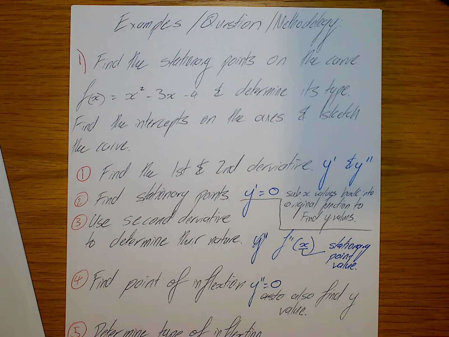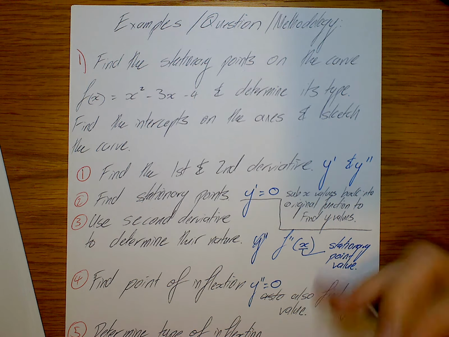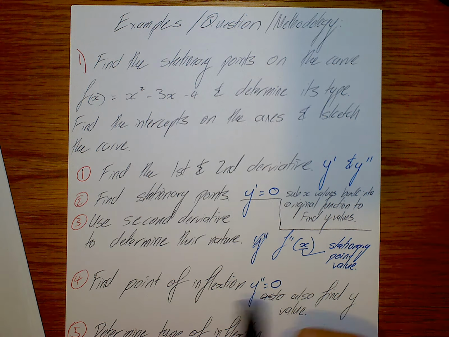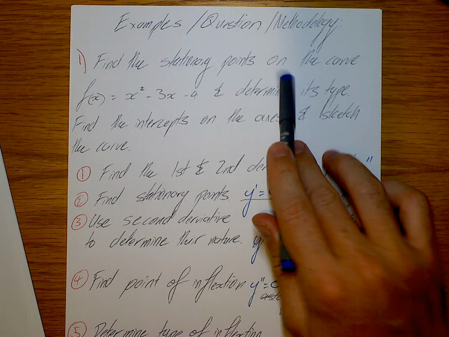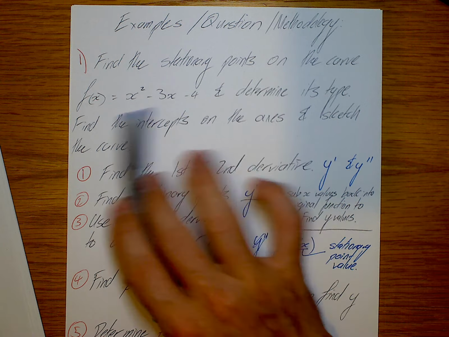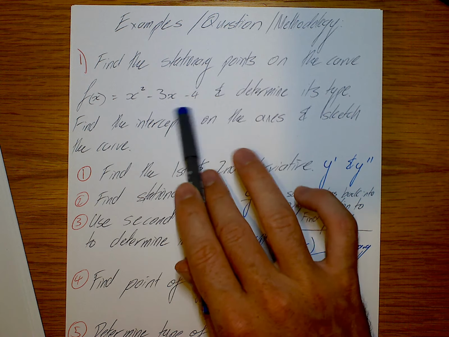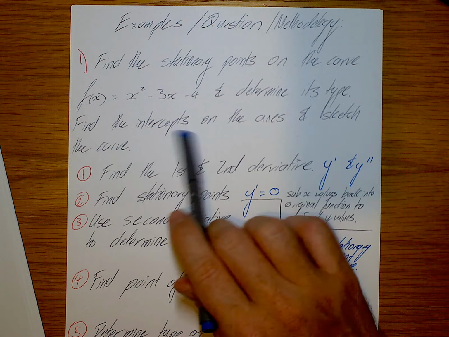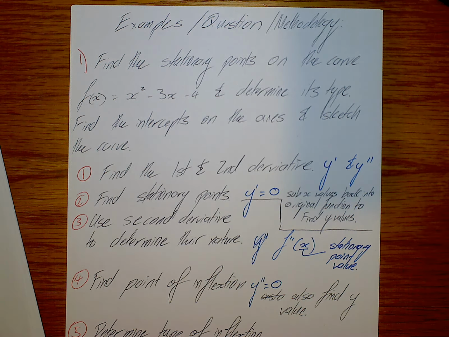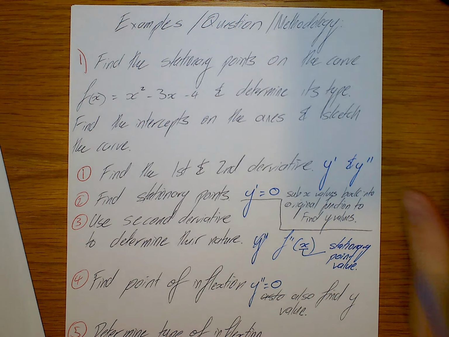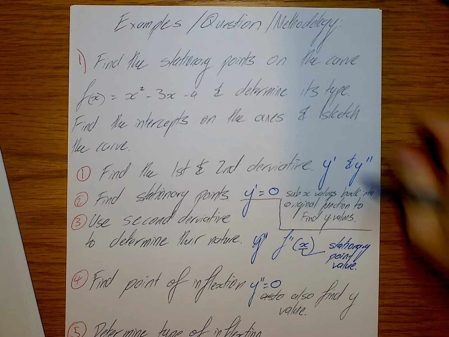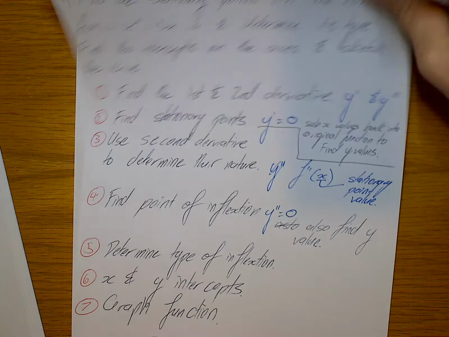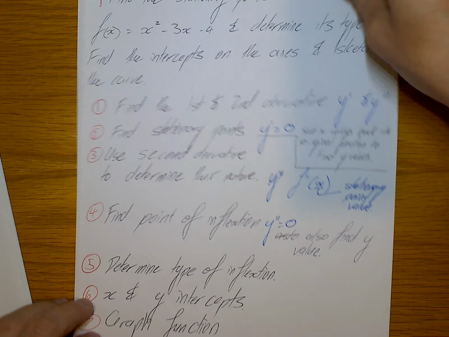I'll explain it to begin with, and then we'll just keep coming back to this checklist. So the first question in your textbook is: find the stationary points on the curve f(x) = x² - 3x - 4 and determine their type, or their nature, find the intercepts on the axis and sketch the curve. Okay, that's fine.